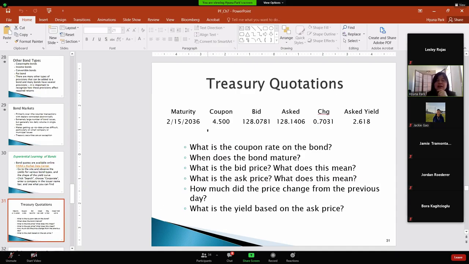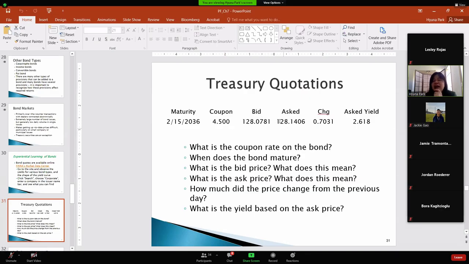So we are looking at a 2036 bond. This is when the bond will mature, meaning that the principal will be paid back. The coupon rate is 4.5%. Treasuries usually pay semi-annual coupons, so every 6 months, half of $45, a $22.50 coupon will be paid for every $1,000 of principal.